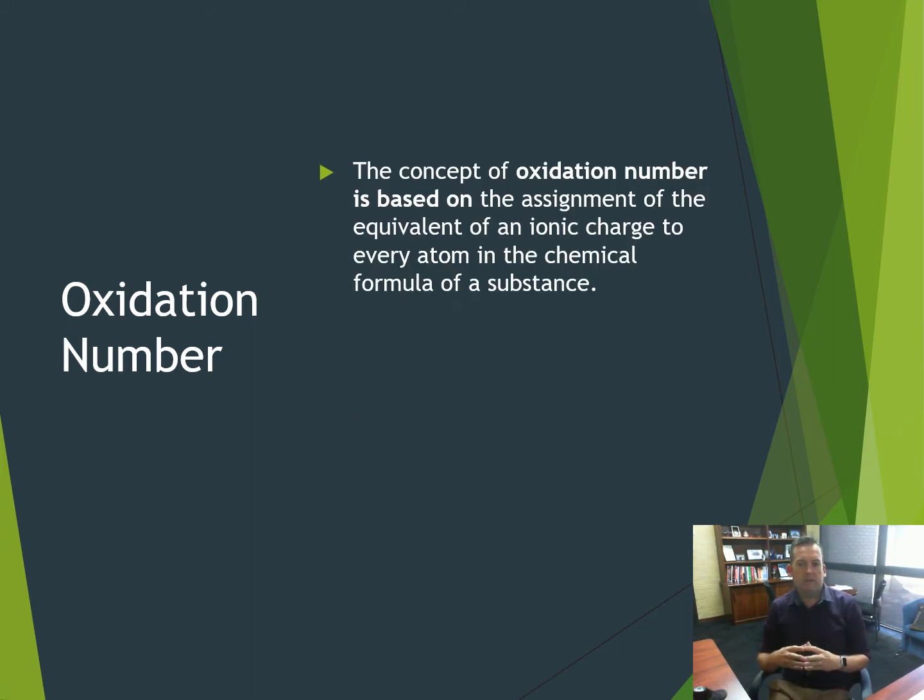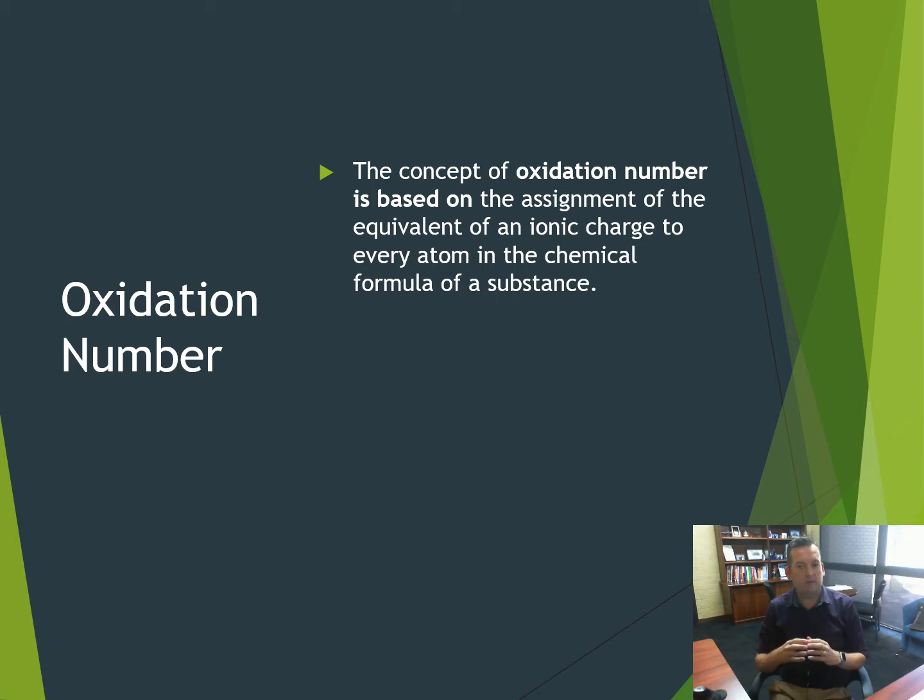So the concept of oxidation number is based on the assignment of something that's equivalent to ionic charge on every atom within the chemical formula of a substance. But it's really important that it's the equivalent of an ionic charge. It's not an ionic charge. So when we look at methane, for example, I'll tell you that the oxidation number of the carbon in methane is -4, and that the hydrogens are +1. But it's not ionic at all. It's still covalent molecular. There's no charged particles within that.